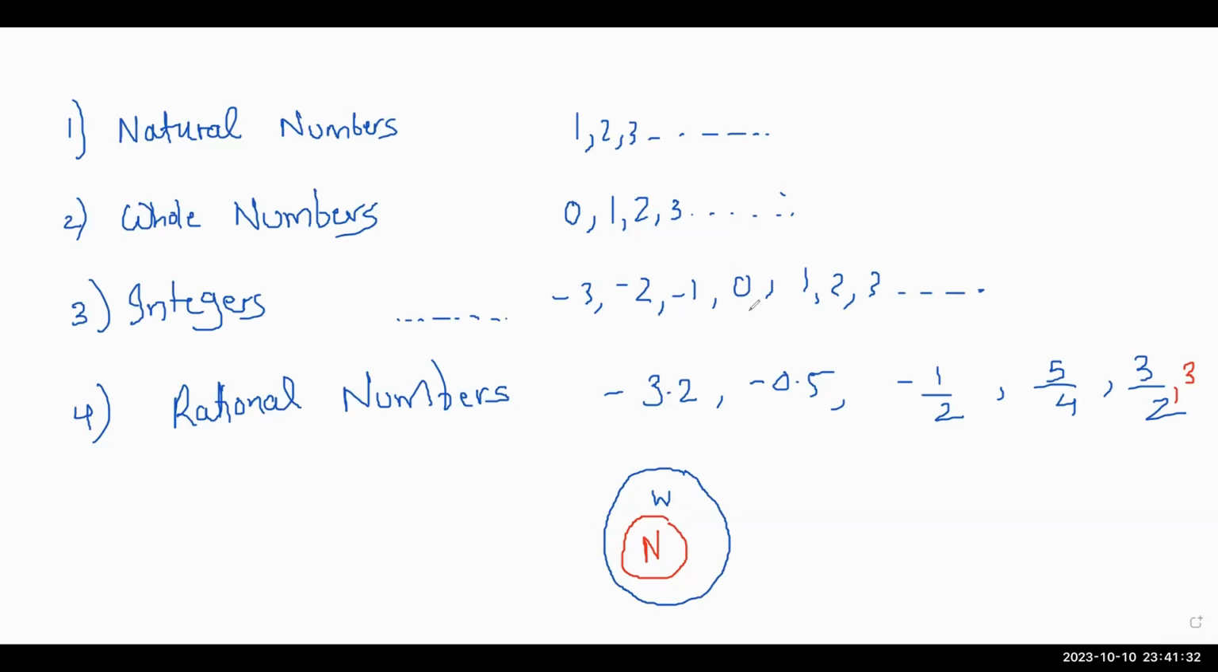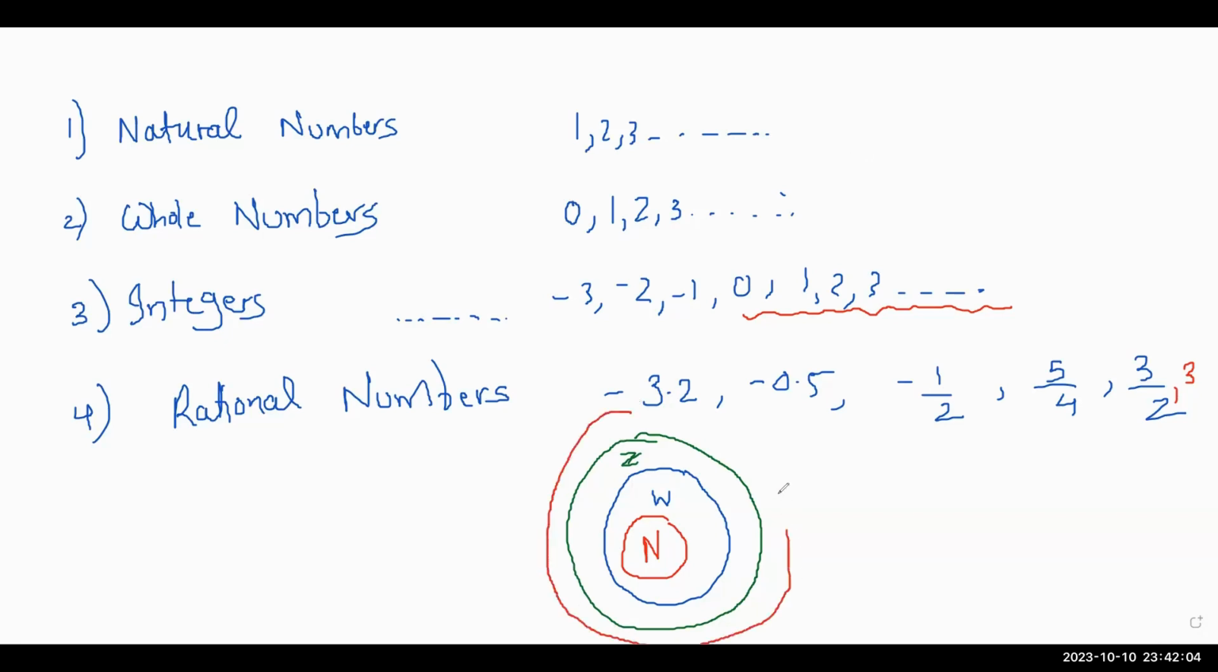Now integers, don't you agree? Integers contain all the whole numbers plus some extra numbers, correct? So integers is a much bigger set. By the way, integers is denoted by the letter Z. Don't ask why. And then finally, you have your rational numbers, which is the biggest set, because rational numbers contain all the integers, all the whole numbers, and all the natural numbers. Is that fine?